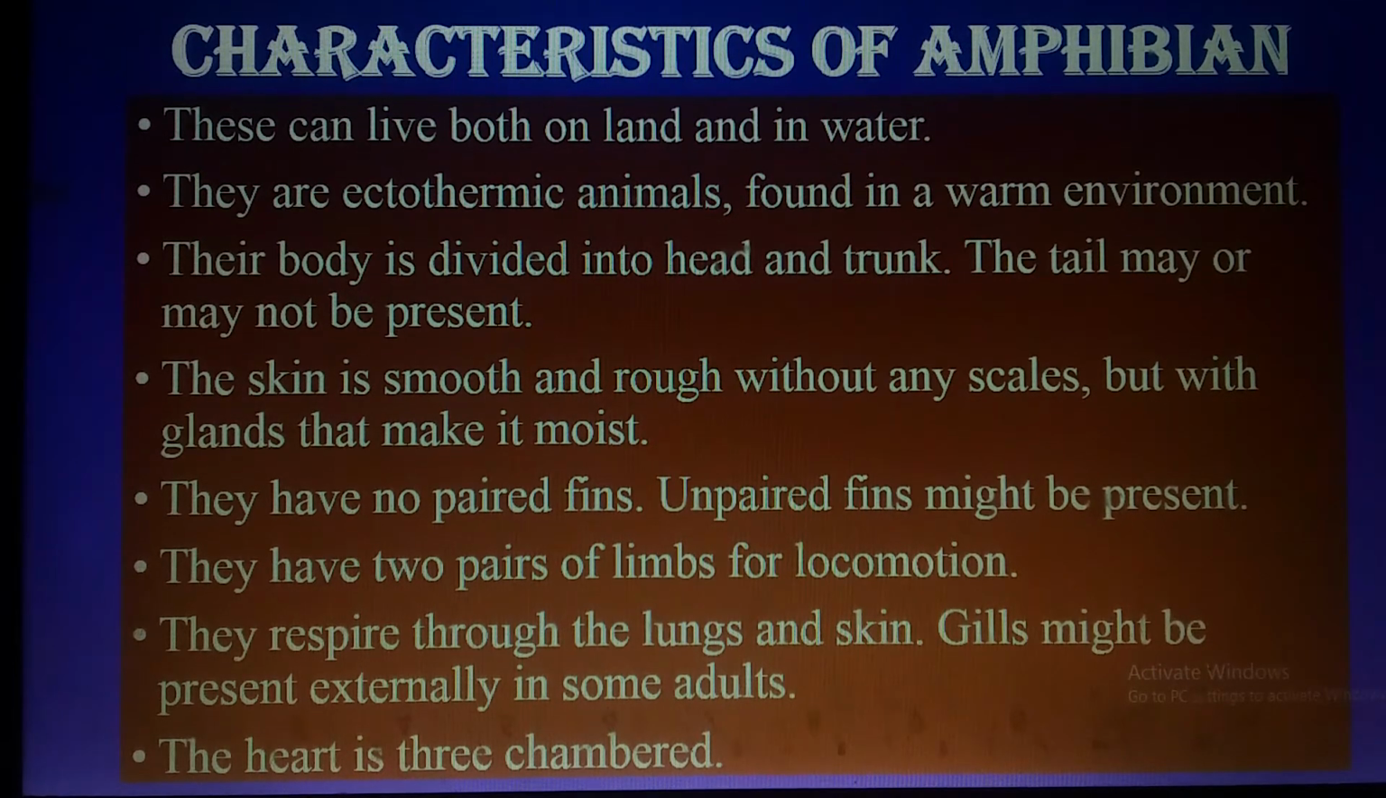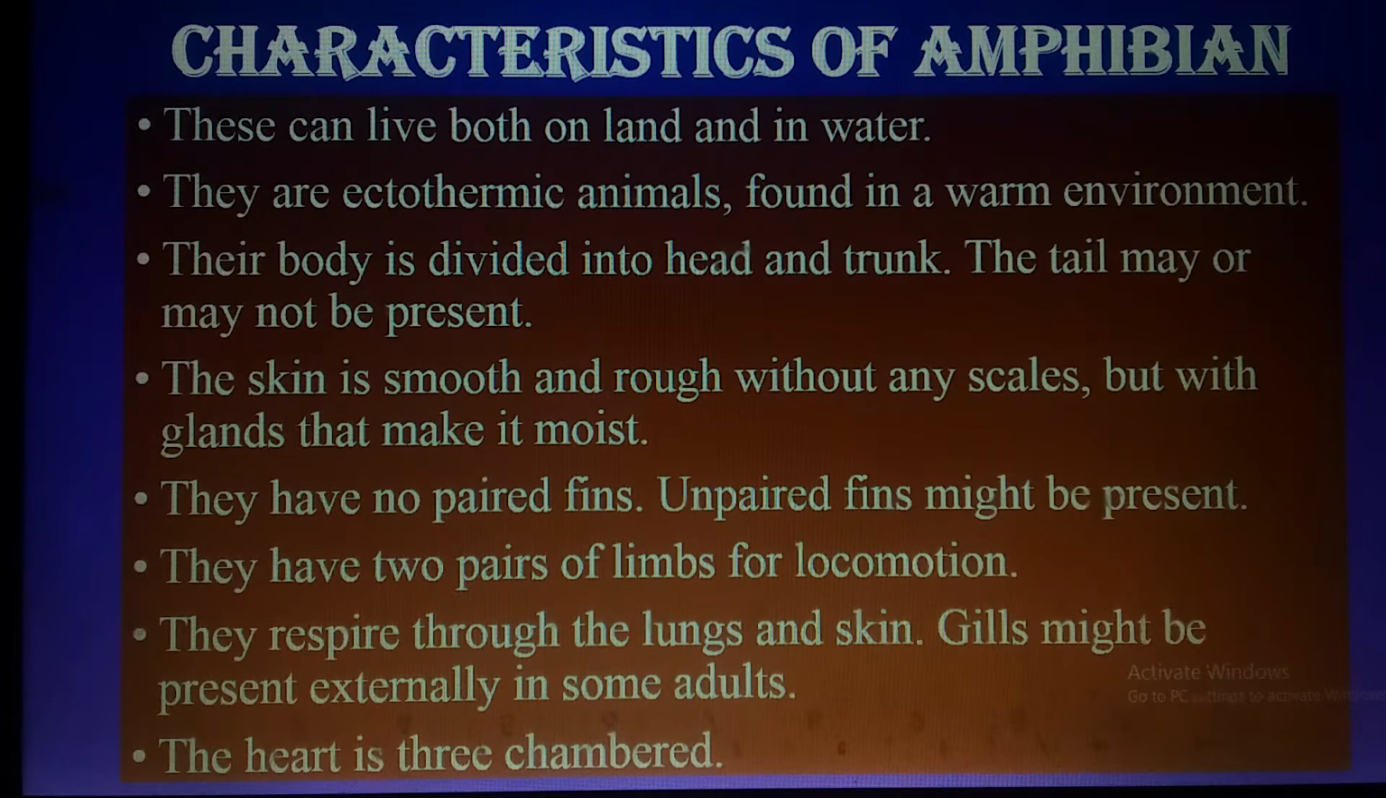Gills are also present in most cases, at the stage of the larva. When they are in the larval stage, they have gills, and in some cases gills are present in the adult stage. And a very important thing, the heart is three-chambered. Now you can see the advancement. In Pisces, the heart was two-chambered, but in the case of amphibians, the heart is now three-chambered.